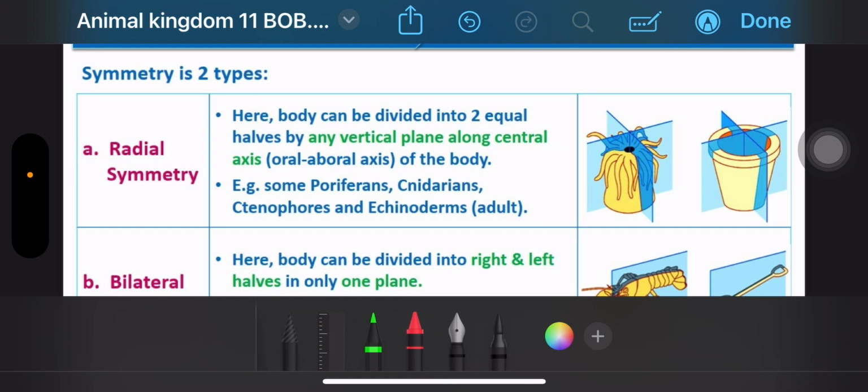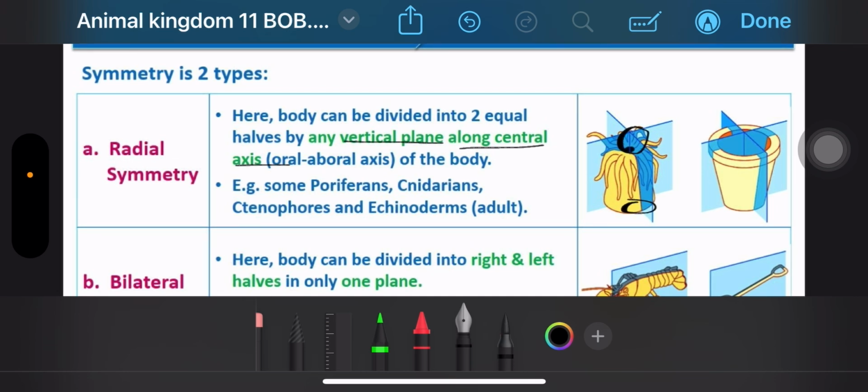Two equal halves will be obtained from any vertical plane along the central axis. This is very important: the oral-aboral axis. This is the oral axis, this is the aboral axis. If you cut in the vertical plane along the central axis, we get two equal halves. Some poriferans, cnidarians, ctenophores, and echinoderms show this. Echinoderm adults show radial symmetry. Got it? Larvae show bilateral symmetry.